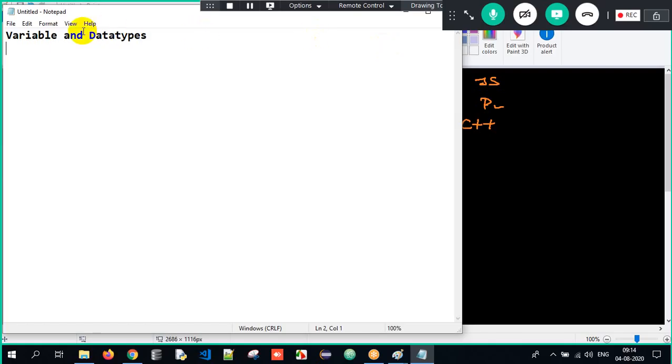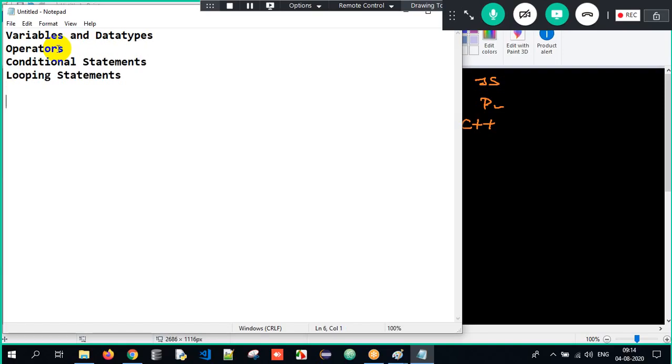Once we're done with variables and data types, we would be jumping into operators. Operators everyone would be knowing. Then comes conditional statements. What are conditional statements? Everything we will understand slowly. Don't worry, I'm just telling you the course content. So these are the basic things which you should know, guys.